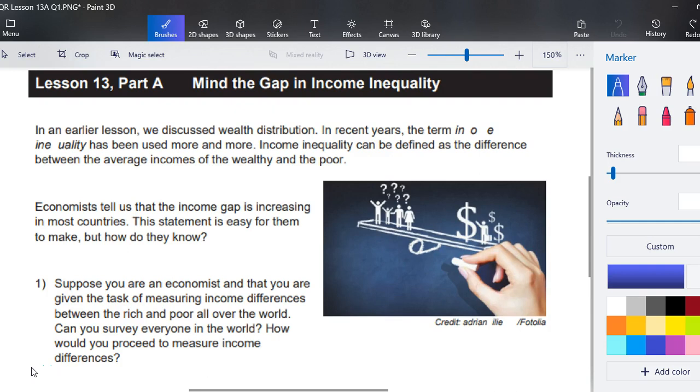In an earlier lesson, we discussed wealth distribution. In recent years, the term income inequality has been used more and more. Income inequality can be defined as the difference between the average incomes of the wealthy and the poor. Economists tell us that the income gap is increasing in most countries.